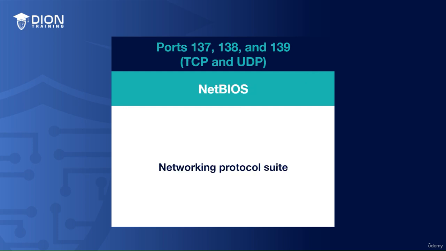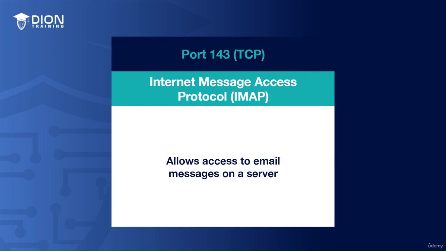Next, we have ports 137, 138, and 139, which are all used for NetBIOS. NetBIOS is a network protocol suite, and it operates over ports 137, 138, and 139 using UDP and TCP. NetBIOS is used inside of a Windows domain environment for you to be able to share things like internal network names, as well as doing file and printer sharing in a local Windows environment. Next, we have port 143, which is used for IMAP. IMAP, or the Internet Message Access Protocol, allows for accessing email messages on a server and be able to operate over port 143 using a TCP connection.